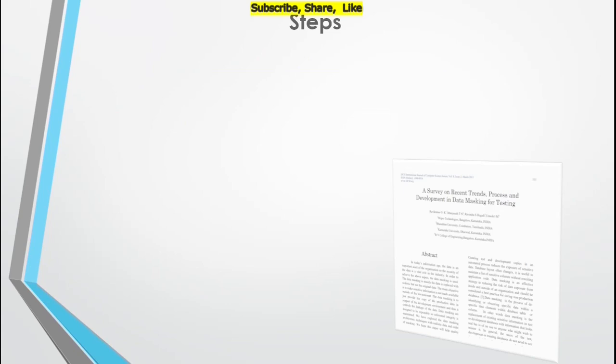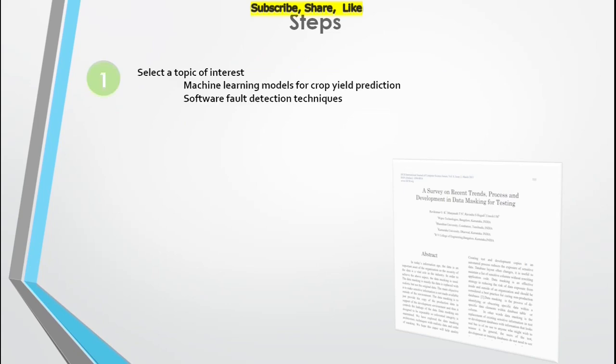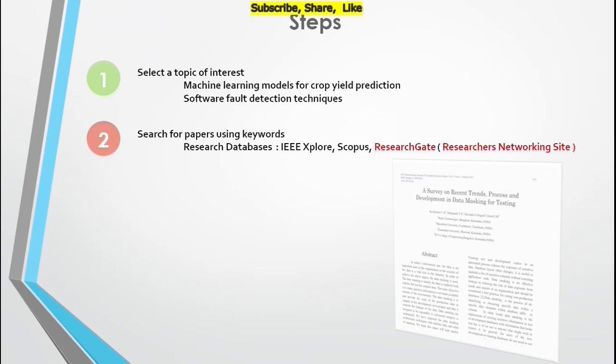Steps to write a survey paper. Now let's look at the basic steps to write a good survey paper. Step 1. Choose a topic of interest. This could be something like machine learning models for crop yield prediction or software fault detection techniques. Step 2. Search for relevant research papers. Use academic databases like IEEE Xplore, Scopus, or ResearchGate, a platform where researchers connect and share their work.